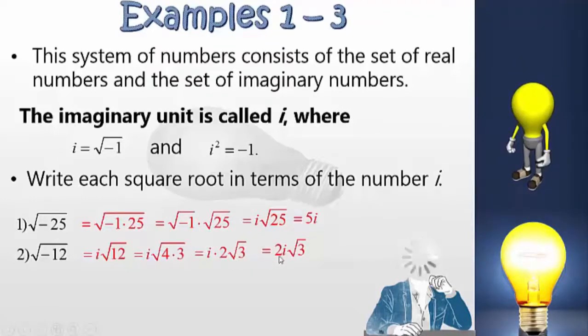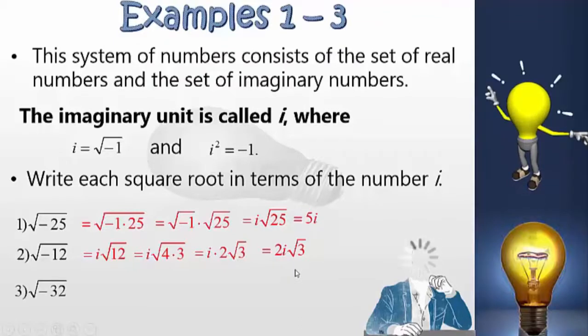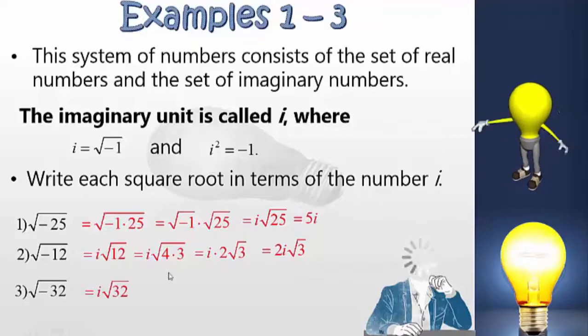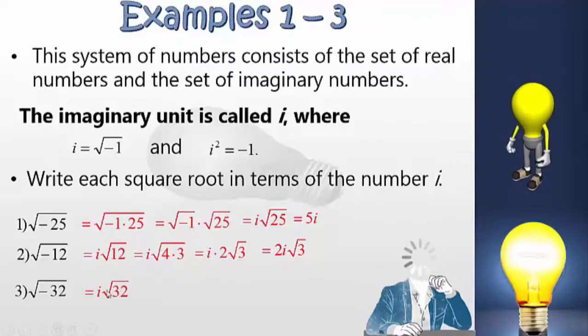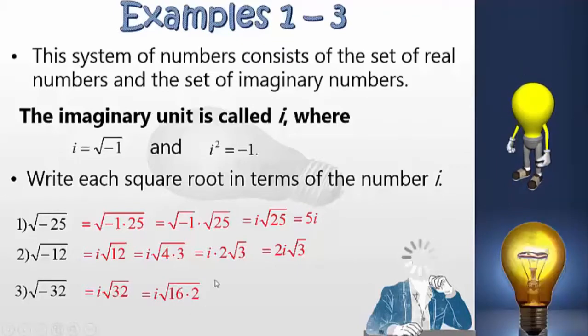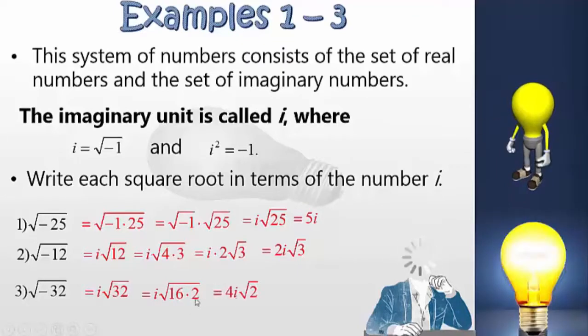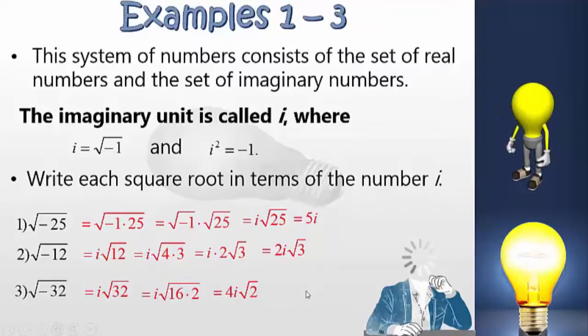Usually we write it this way, where the i is between the number here and the radical here, and this is the standard way of writing it. Similarly for number 3, here now we just have to work on 32. See if there are any hidden perfect squares there, and indeed there is, because 16 times 2 is 32, and then we can pull out the 4, and it becomes 4i square root of 2.